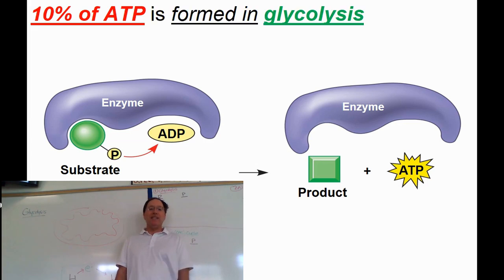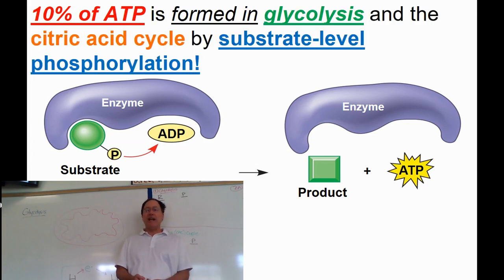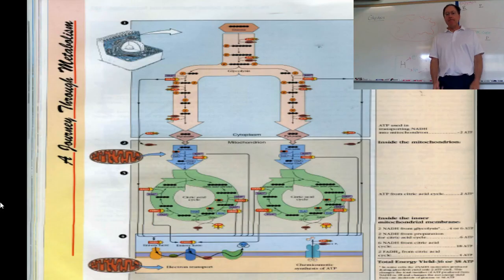So 10% of ATP is formed in glycolysis and in the citric acid cycle by this process. You'll see a paragraph or two in your book on it. It's important, but it's not as important as this big picture. Just understand it. It should be simple. And let me show you where it exists.